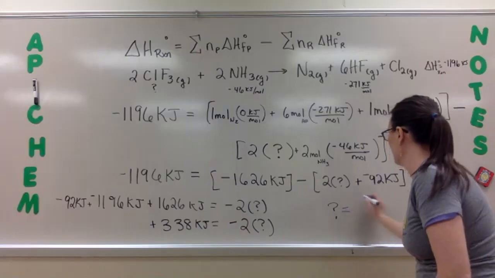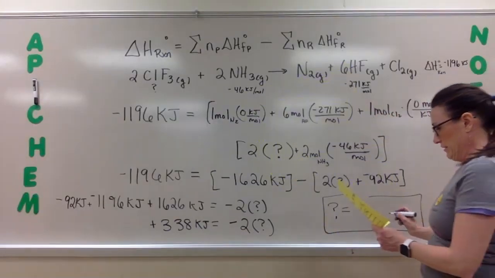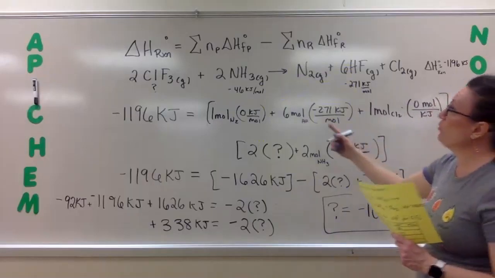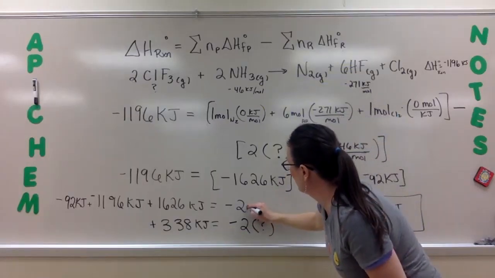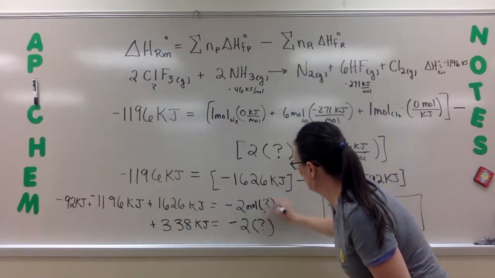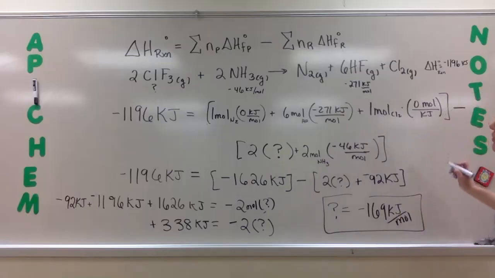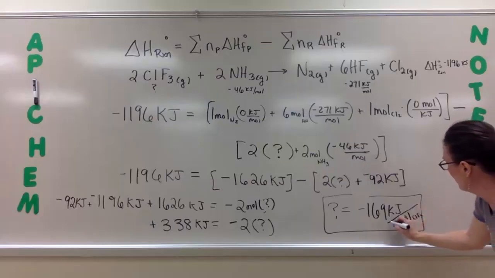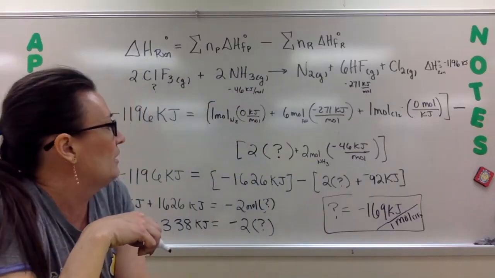So in the end, what's our question mark? Gosh, I hope it's the answer I have on the back of the yellow paper right there. Negative 169 kilojoules. Yay. And then it is going to be per 1 mole because we did account for this too. This was 2 moles, and then we divided it. So this is per mole of the ClF3, kilojoules per 1 mole.